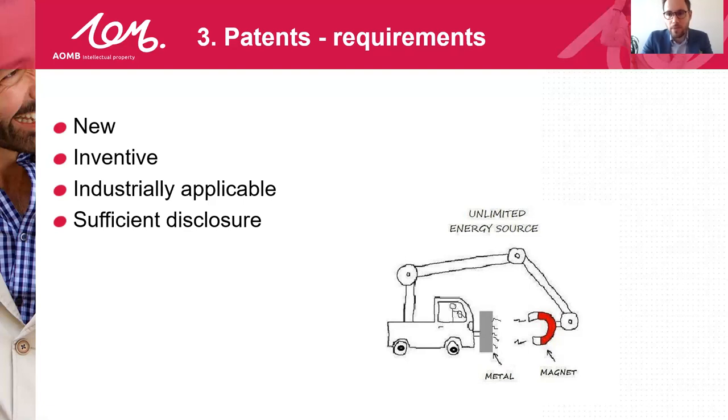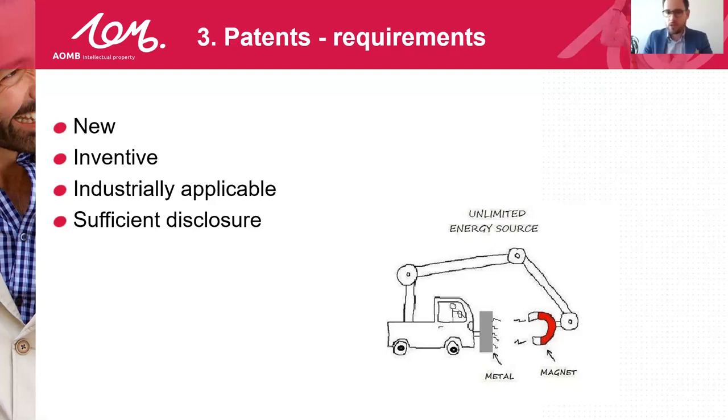If you have published your idea on a website before filing a patent application, it cannot be patented anymore. So this is also important to know. And "industrially applicable" is not a common objection you receive. But when it's a perpetuum mobile, an unlimited energy source, well, this goes against the laws of nature, and this can also not be patented. And of course, you will see in the image that the hinges will just pull the magnet to the metal, and this is not an unlimited energy source.